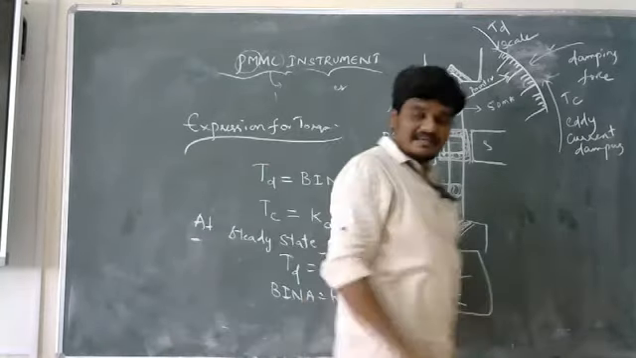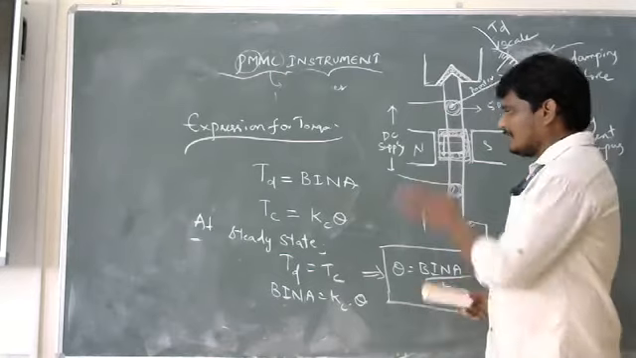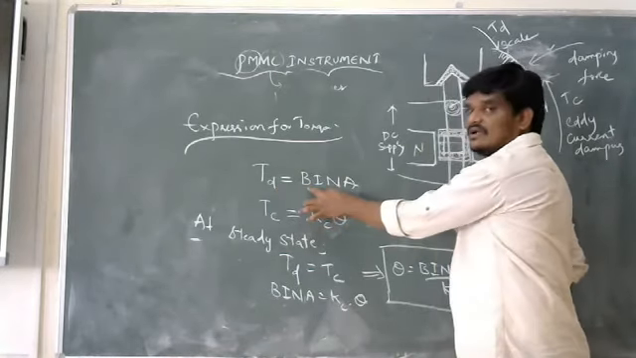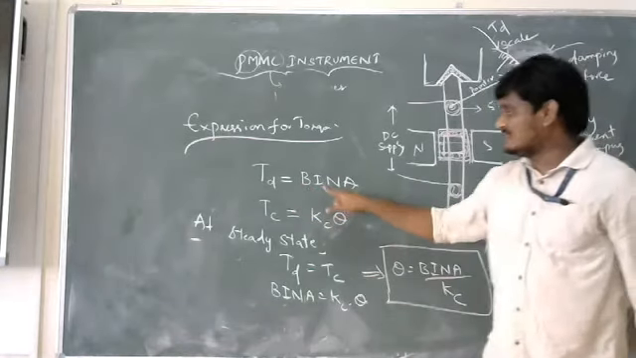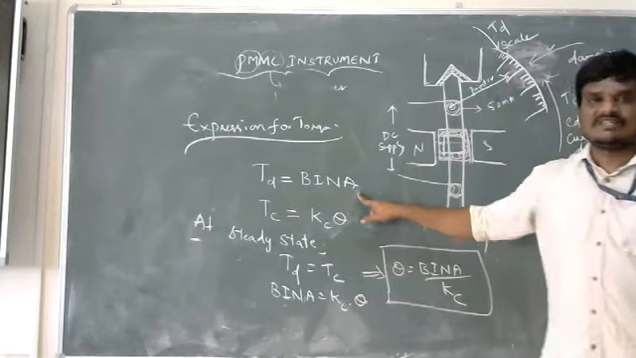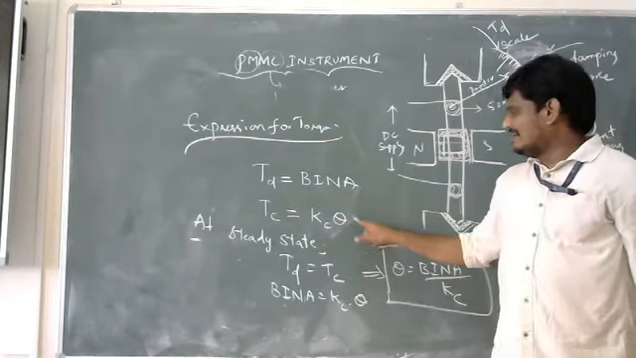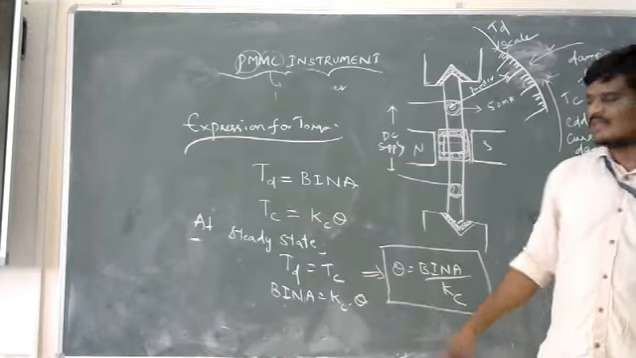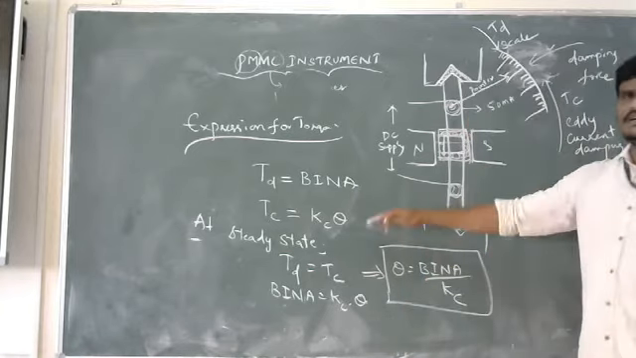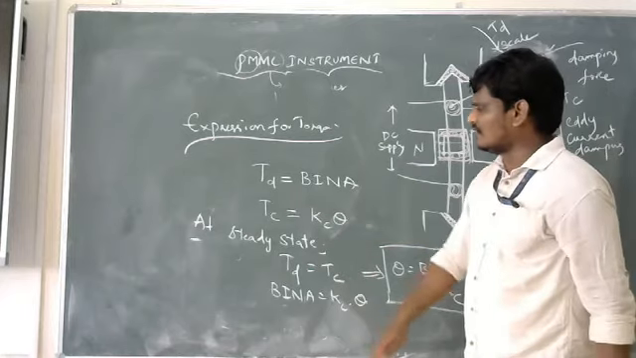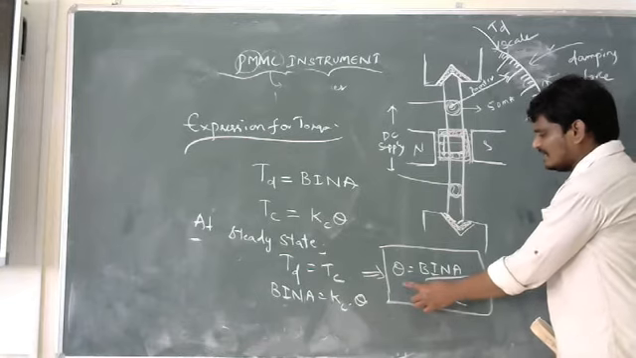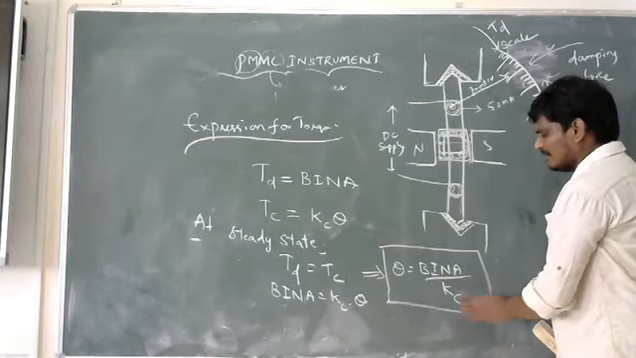Now I am going to represent each and every parameter here, where TD is the deflection torque, B is the magnetic flux density, I is the current, N is the number of turns, A is the cross sectional area, and theta is the deflection of the pointer. By having different relations and equations for deflection torque and controlling torque along with the steady state condition, the final equation obtained is theta equal to BINA by Kc.